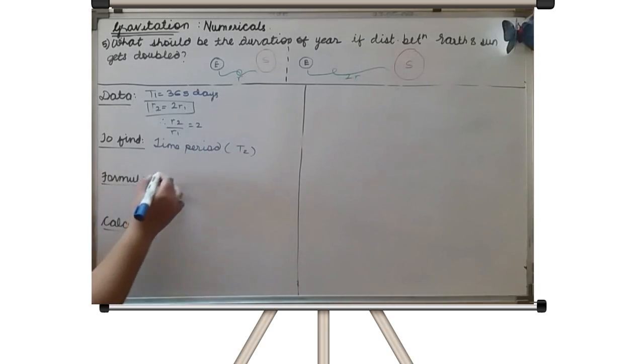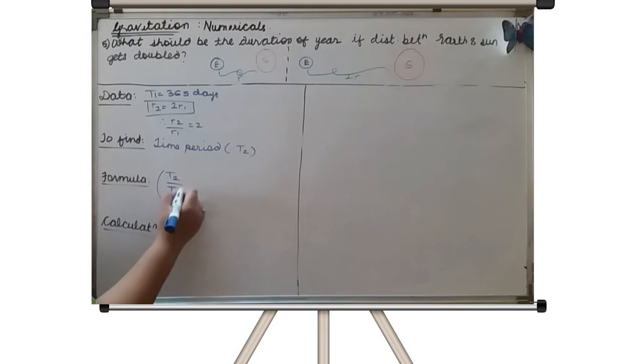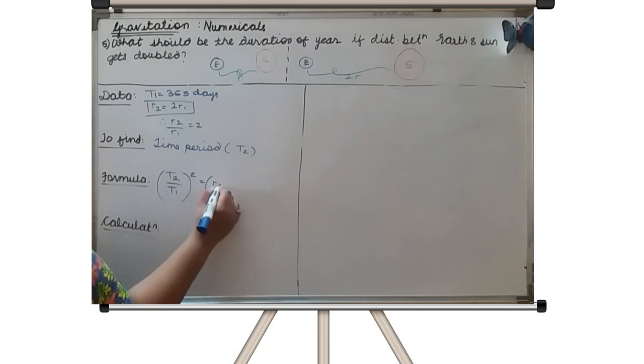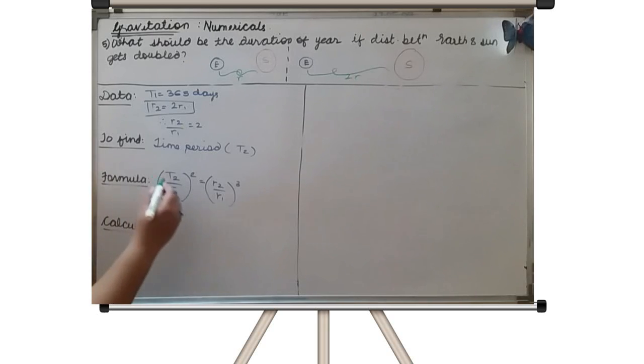What is the formula we can apply? By Kepler's law, (T2 upon T1) the whole square is equal to (R2 upon R1) the whole cube. We know the value of T1, then we know this ratio, so simply we will substitute the values.